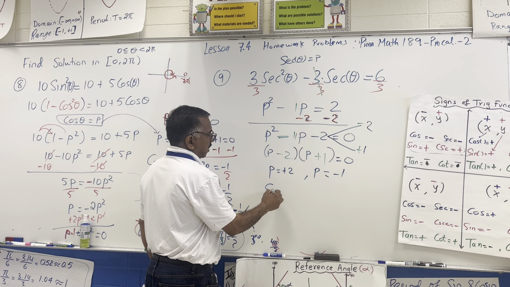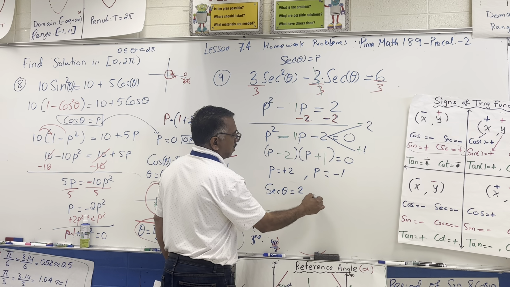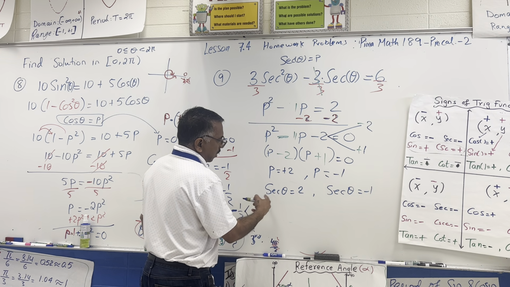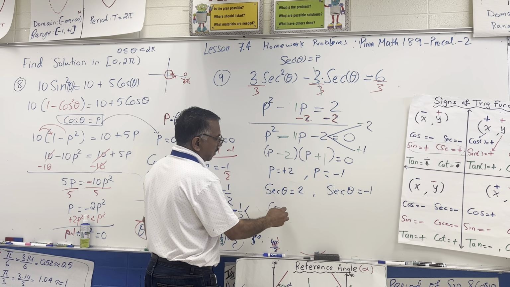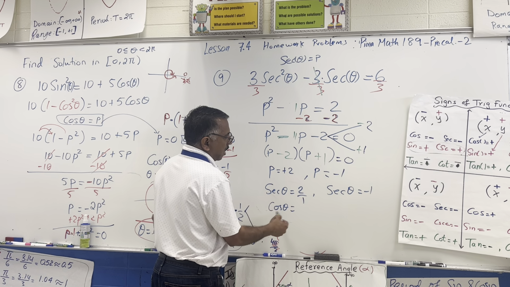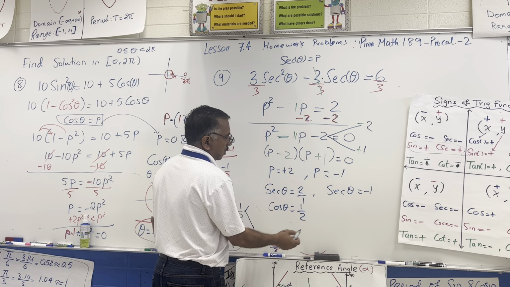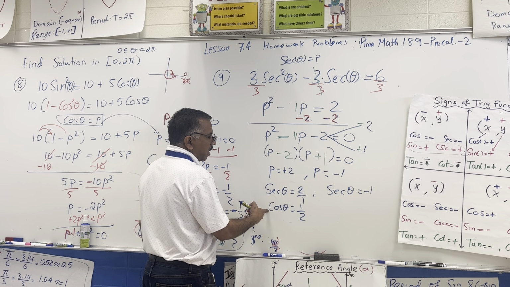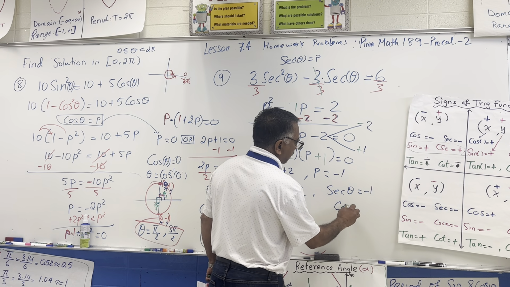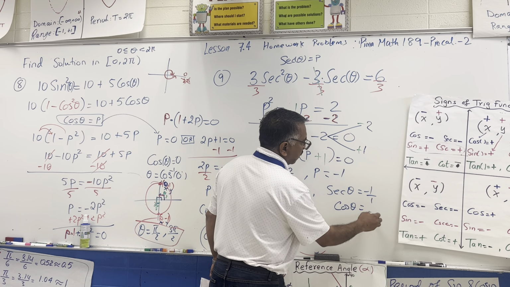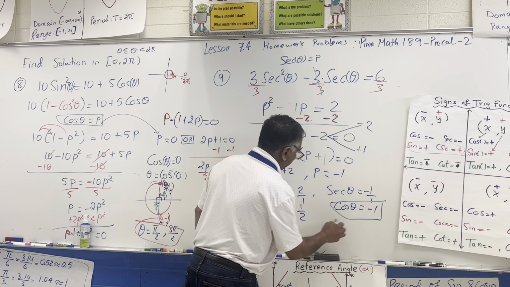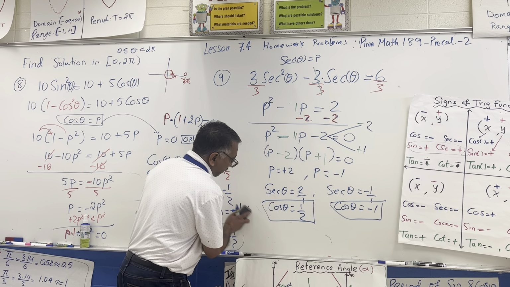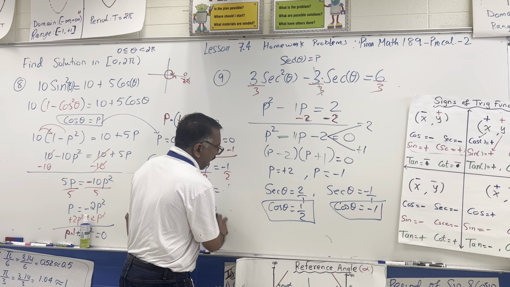So this is secant theta is 2, secant theta is minus 1, and by the definition of reciprocal identities, this is cosine theta, and you just take 1 over 2, because secant is 1 over cos. So I can just write directly cosine theta here, and this cosine theta is 1 over 1, which is minus 1. So these are the ones you get. And so where is cosine half?